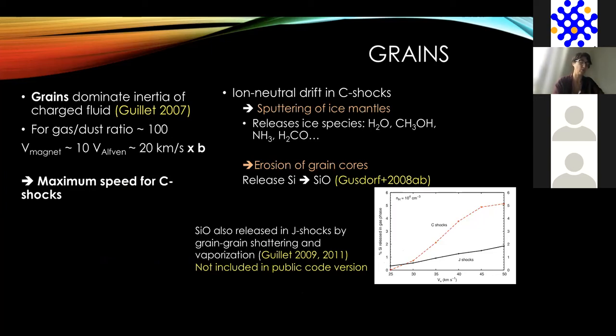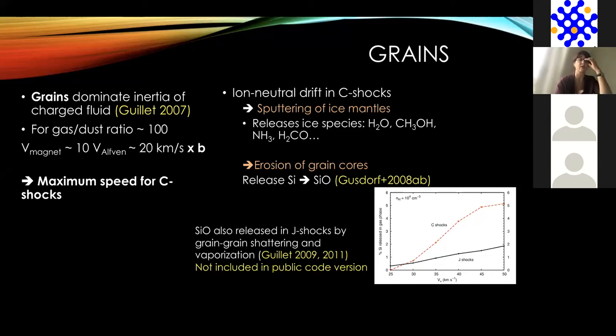Another ingredient that is quite important to note in these non-dissociative shocks, C-shocks and J-shocks, is the effect of grains. So of course there is the depletion of refractory elements, but there are also two other effects. The first one is that, as I showed you, the magnetosonic speed depends on the inertia of the charged fluid, and in fact the grains dominate this inertia for a gas to dust ratio of 100, typical of the ISM. It's the grains that dominate, pretty much regardless of the irradiation conditions.